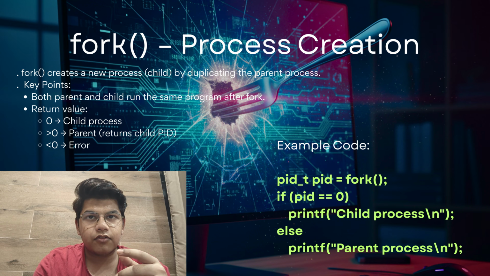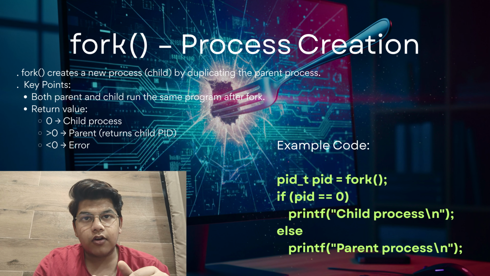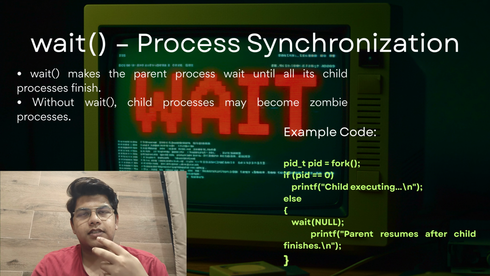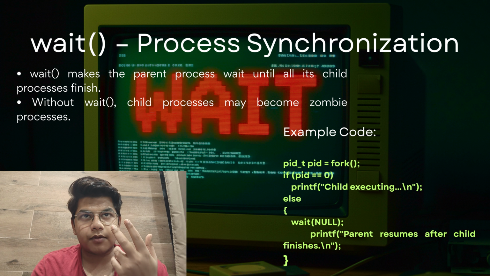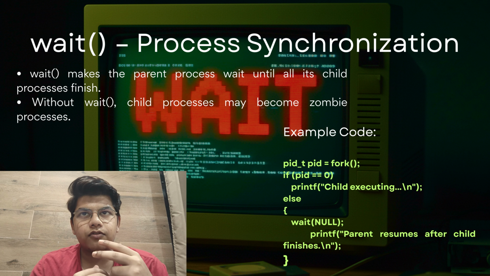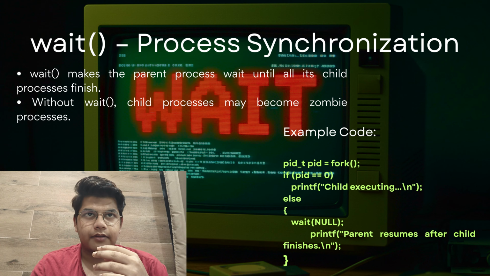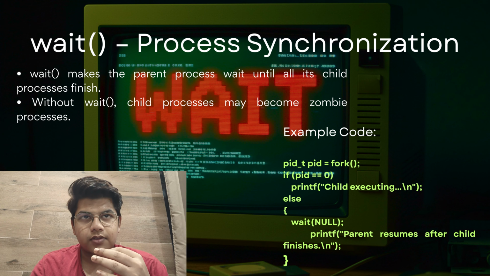When you run this, you usually see both print statements, one from the child and one from the parent, but the order can vary depending on scheduling. Next is wait, which helps coordinate parent and child processes. If a parent wants to wait for the child to finish before continuing, it calls the wait command or the waitpid command. Without calling wait, a finished child becomes a zombie process.